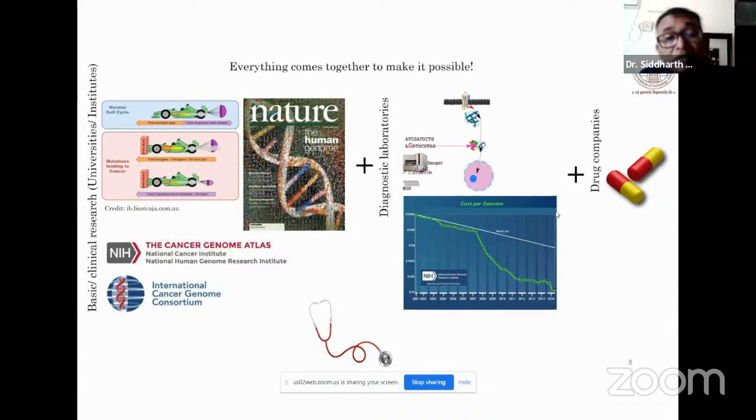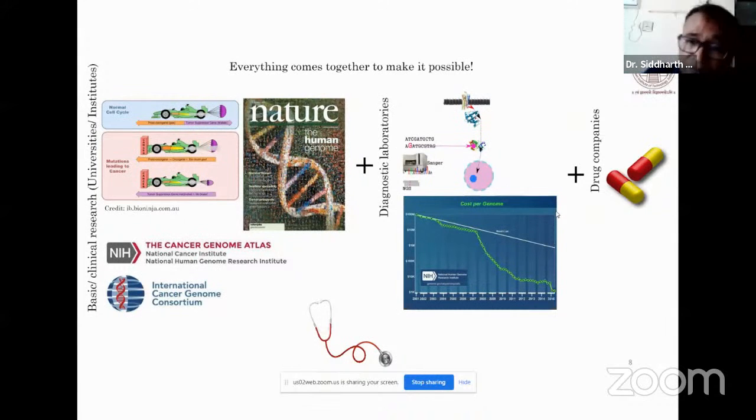So segregating and then sequencing to figure out what are the landscapes of genomes in these cancers, right? Once that hard work was done, a lot of diagnostic labs and therapeutics spawned. Diagnostic labs said, we can sequence the genome for your patient. We can tell you where the problem lies.